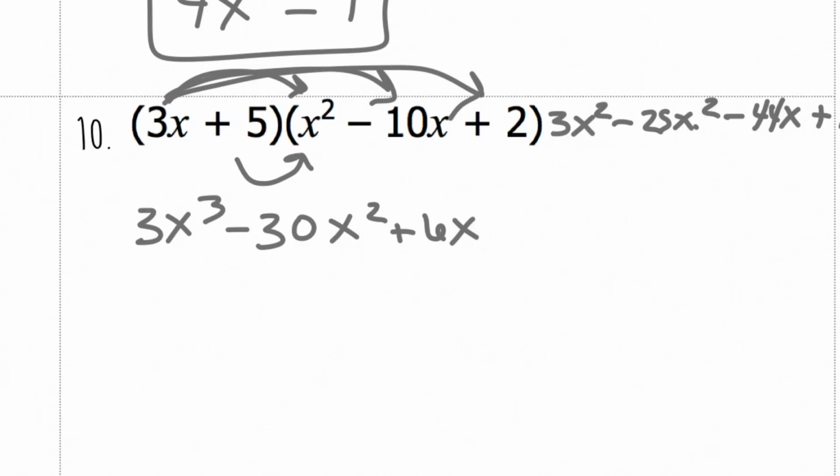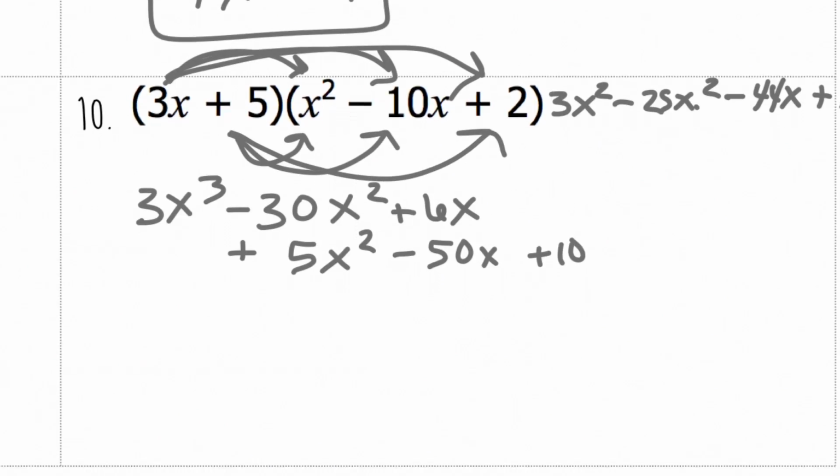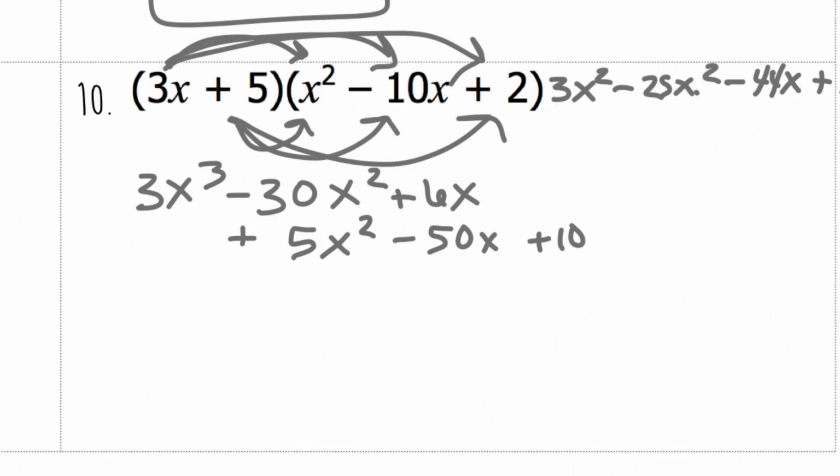5 times x squared gives me 5x squared. I'm going to put that underneath my 30x squared because they both have x squared. 5 times negative 10x gives me negative 50x. I'm going to put that under my 6x because they both have x. And the last one, 5 times 2 gives me 10. And then again, I know what I need to combine based on seeing what they have in common.